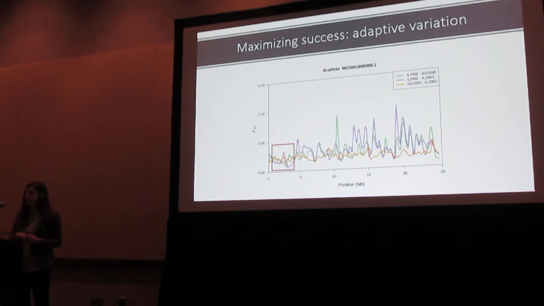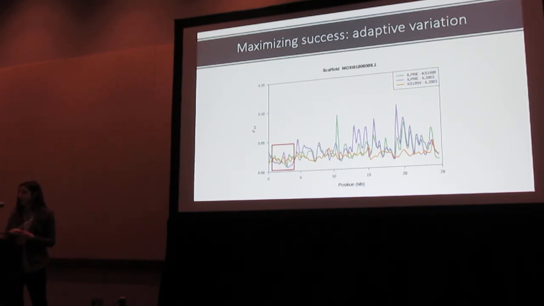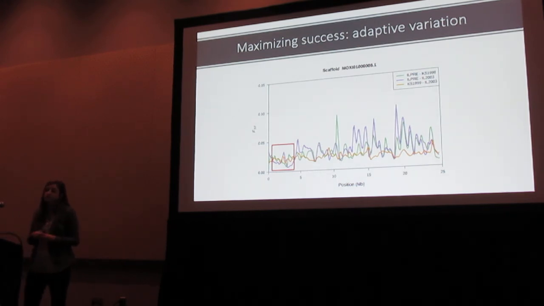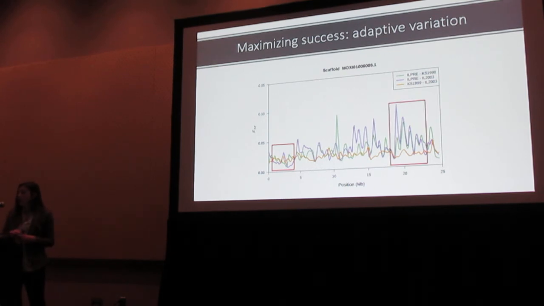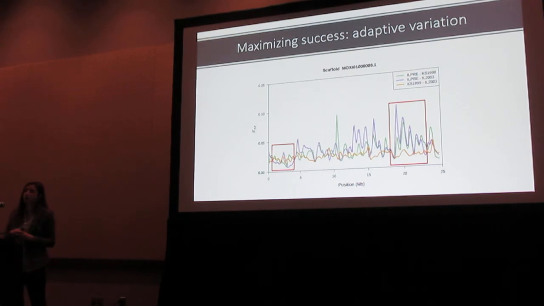In some stretches of sequence, we see these low levels of differentiation, which are likely indicative of background levels of differentiation due to neutral processes like drift. And in other regions, we see potential targets of differential selection among populations.